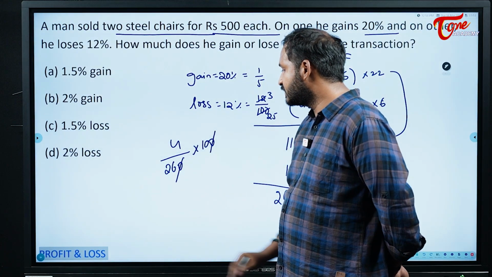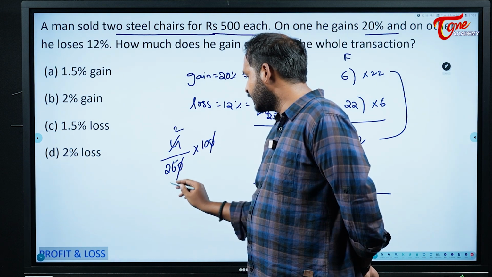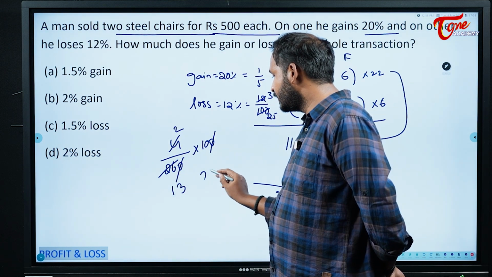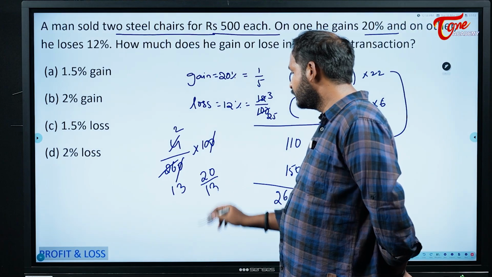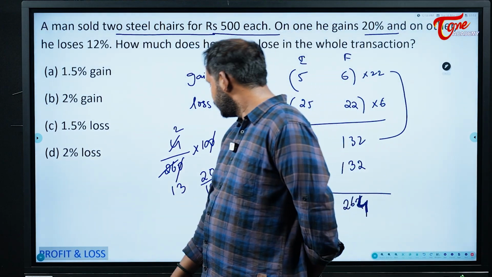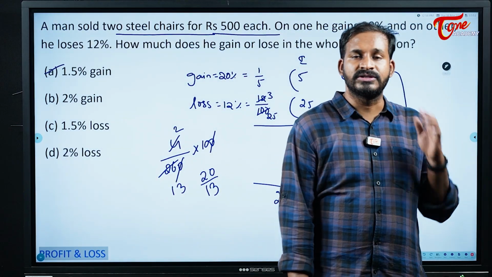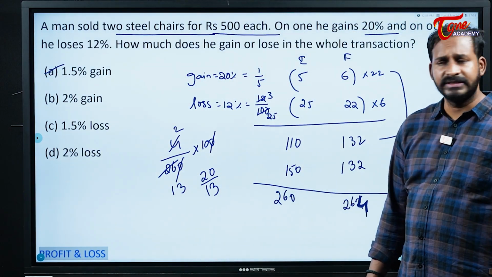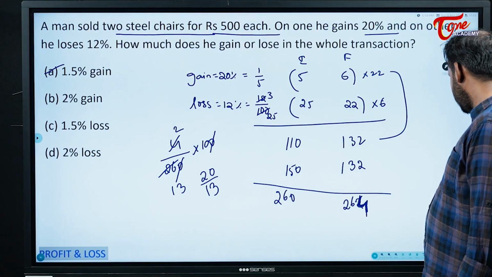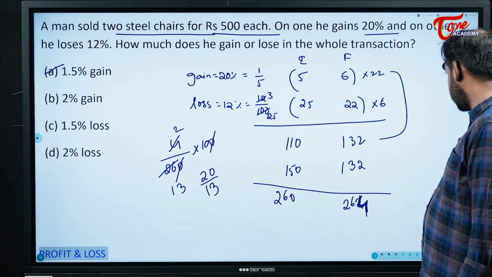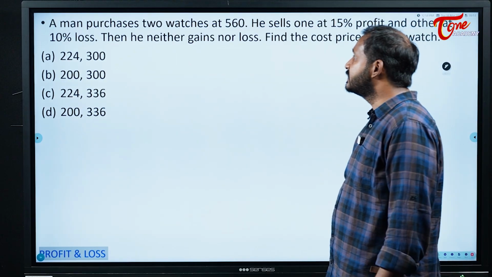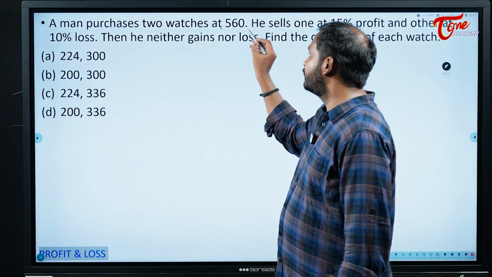0 0 gets cancelled, 2 times and 13 times. What you will get here? 20 by 13. Approximately this will become what? 1.5% gain. Approximately this becomes 1.5% gain for us here. Okay. Solve this one. You will get the answers. Okay. Next. A man purchases 2 watches at rupees 560.